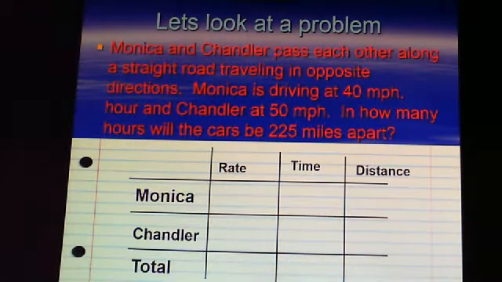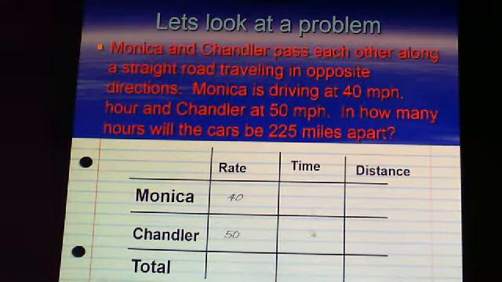Now let's talk about the information they told us about Monica. They said Monica is driving at 40 miles per hour. So beside Monica, her rate is going to be 40. They said Chandler is at 50 miles per hour, so beside Chandler, his rate or speed is going to be 50.